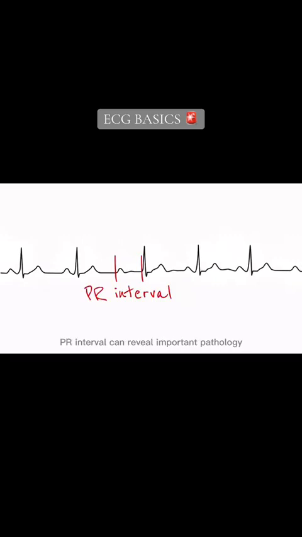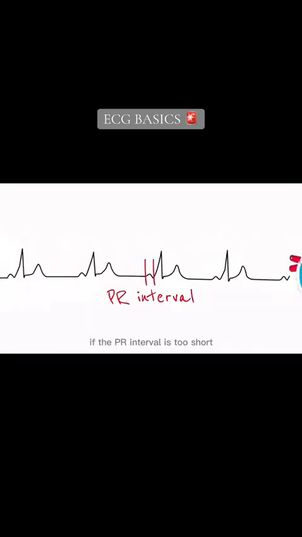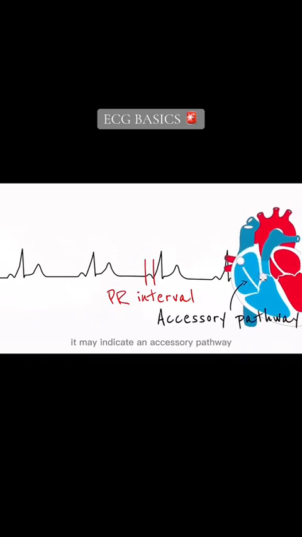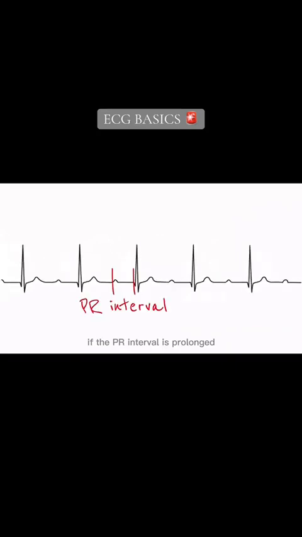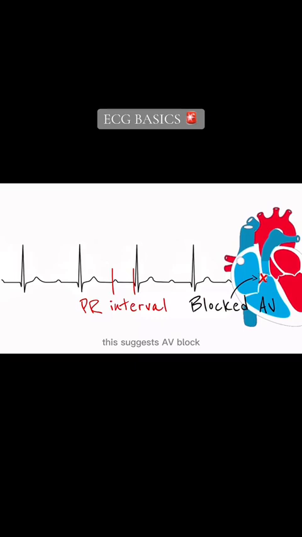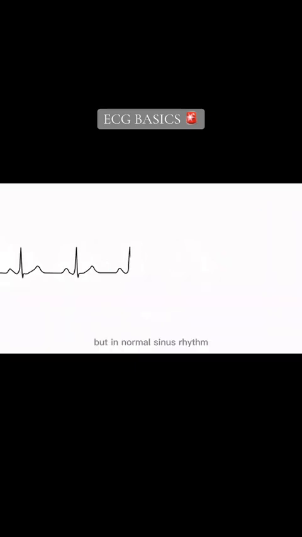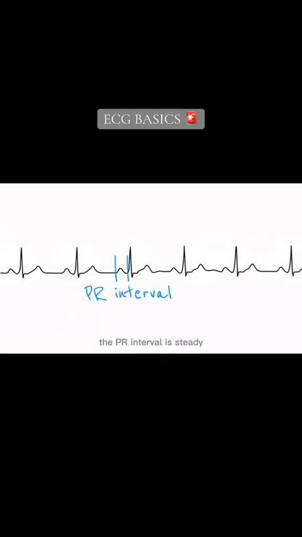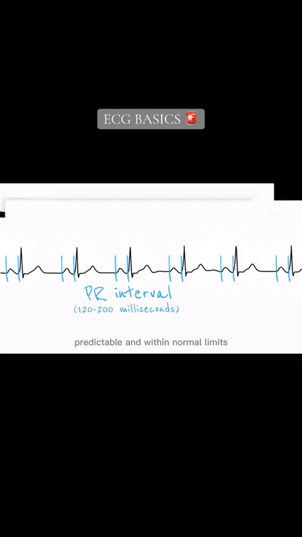Changes in the PR interval can reveal important pathology. If the PR interval is too short, it may indicate an accessory pathway, where electrical impulses bypass the AV node and reach the ventricles too quickly. If the PR interval is prolonged, this suggests AV block, where conduction through the AV node is delayed. But in normal sinus rhythm, the PR interval is steady, predictable, and within normal limits.